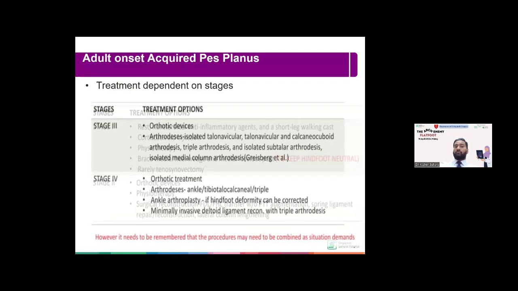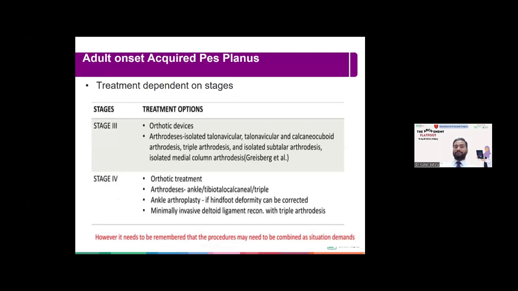And then as we move on to the higher stages, stage 4, from the orthopedic standpoint, we would need a bit more of a complex surgery. And this is where we would need special imaging such as CT scans and MRIs before we plan what needs to be done.